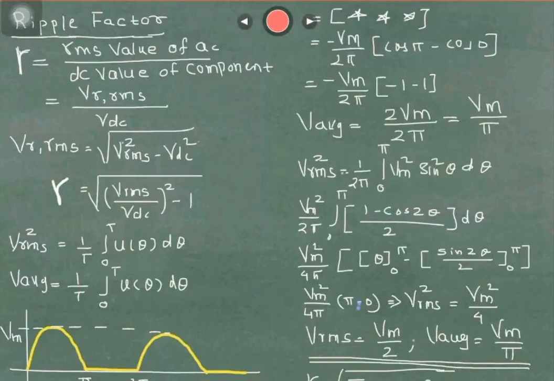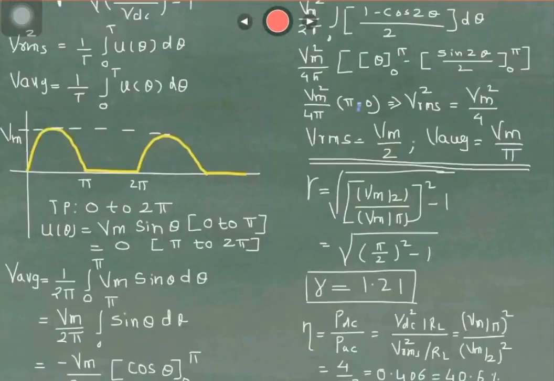We have found value of VRMS. VRMS can be given by Vm upon 2. So this was our final conclusion, that VRMS can be given by Vm upon 2 and V average, that is VDC, can be given as Vm upon pi. For a half-wave rectifier, we are talking about half-wave rectifier. Half-wave rectifier means the waveforms which are available over here in front of you. So we are talking about a half-wave rectifier.